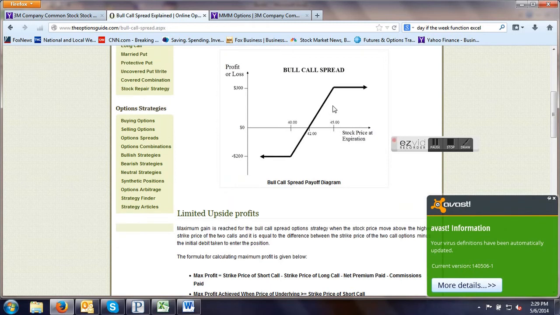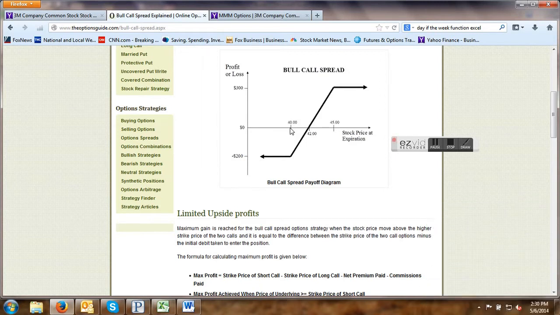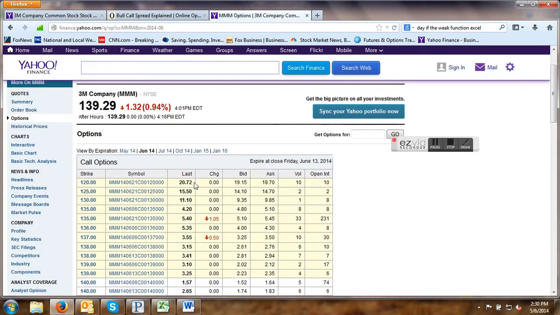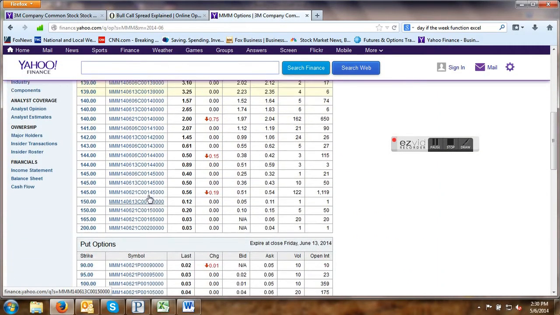This is the payoff diagram, assuming we hold it until the end. It costs me a certain amount of money to buy the option. I get back a certain amount of money from the option that I sell. Where this lower price is usually one of the at the money call options.